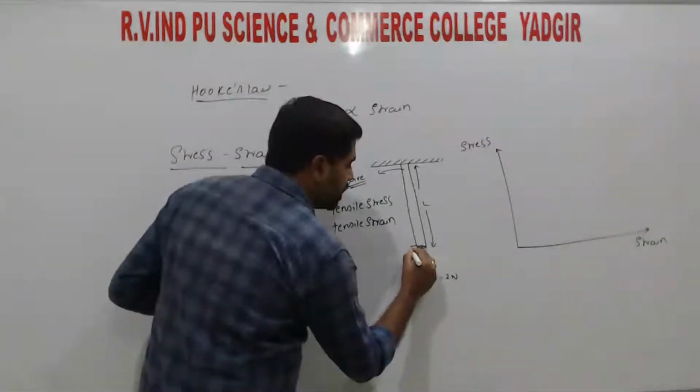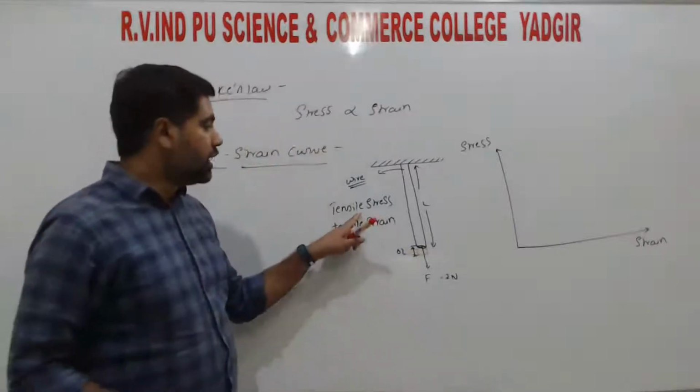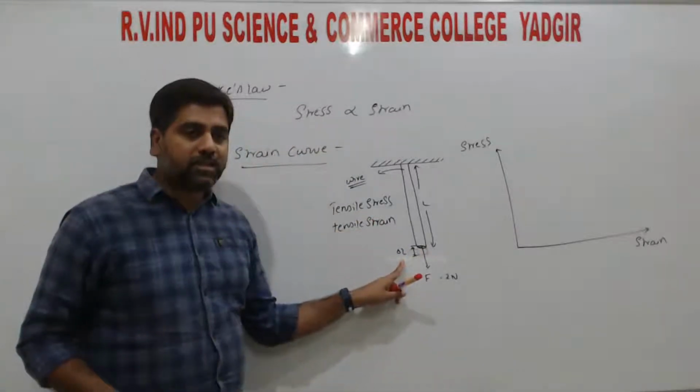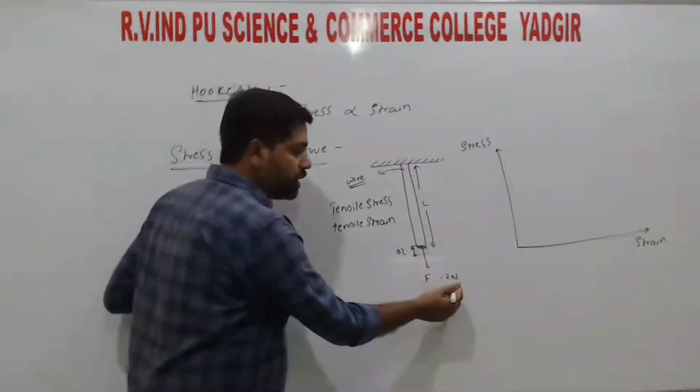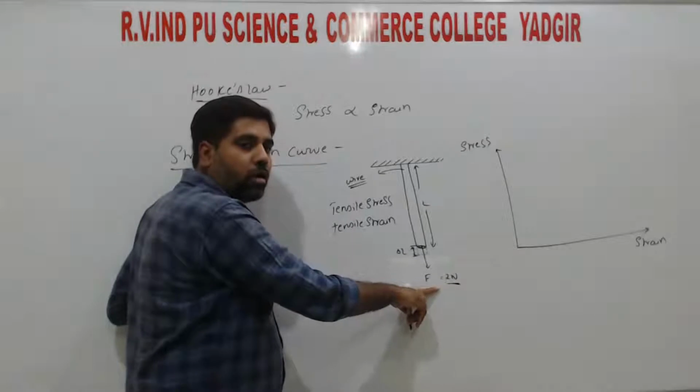So this is the delta L, right? Due to the tensile stress, there is a change in length. For example, I am explaining here. Initially we are applying a 2 Newton load or deforming force.